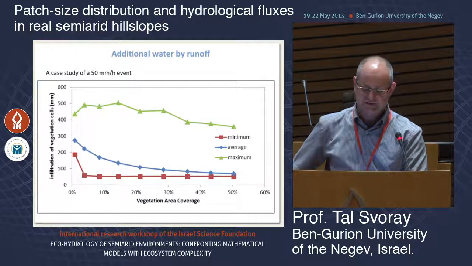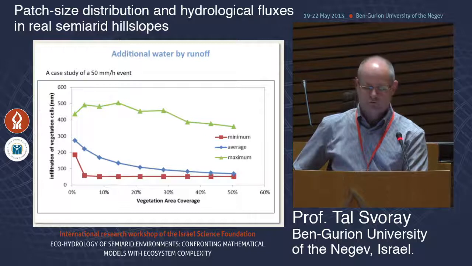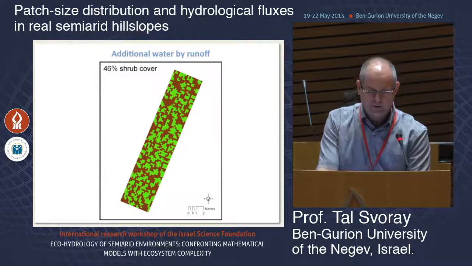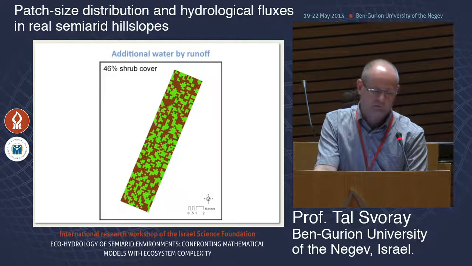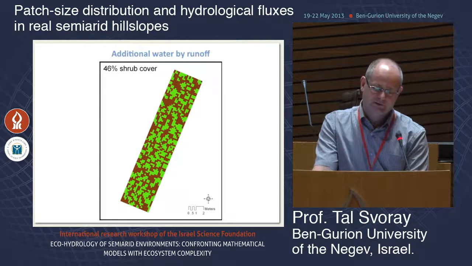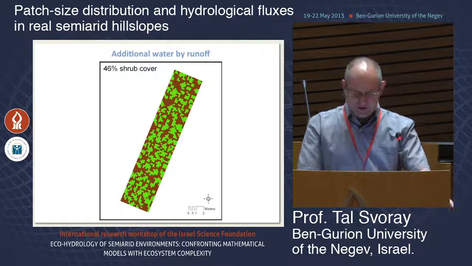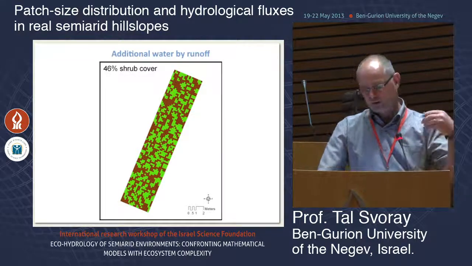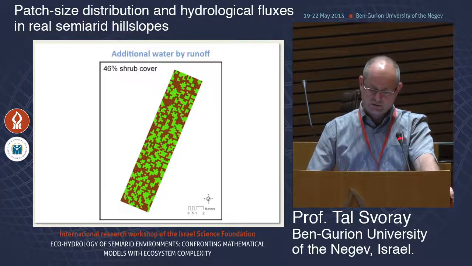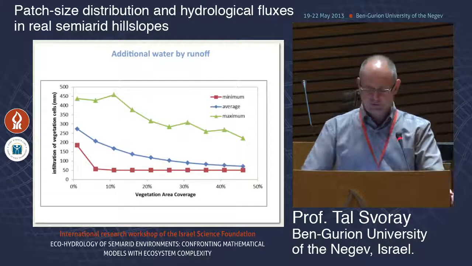depending on the vegetation cover in the studied area, or the source cover of the study area. So as you increase the vegetation cover, each plant receives less and less water. So in a 50 millimeter per hour event for 1 hour, we see that if you have only 2%, you receive 5 times more water through runoff contribution, and then it decreases. We did a similar simulation with randomly distributed shrubs and received a very similar result. So the pattern is not critical here.